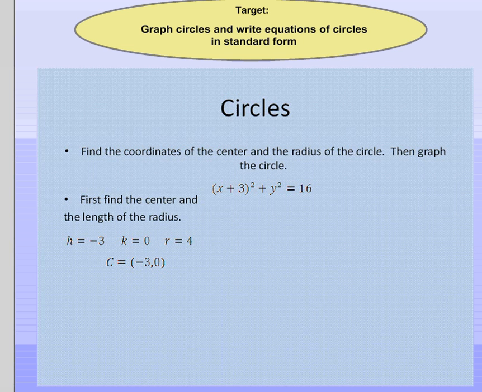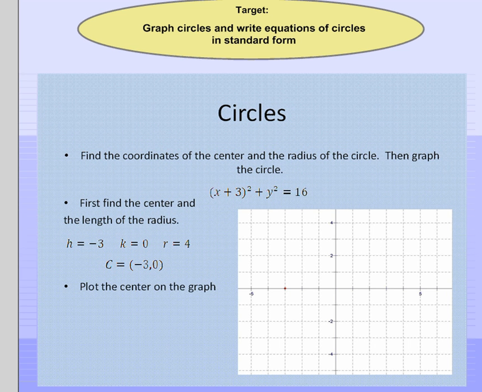To graph a circle, we want to plot the center of the circle on the coordinate plane, and then use the radius to help us complete the circle. The equation is (x + 3)^2 + y^2 = 16. First we need to locate the center. Maybe this y squared is throwing you off. Think of it as (y - 0)^2. So the h value is -3 and the k value is 0. The radius, when you square root 16, is 4. So the center is at (-3, 0). That's the first thing you plot onto the coordinate plane.